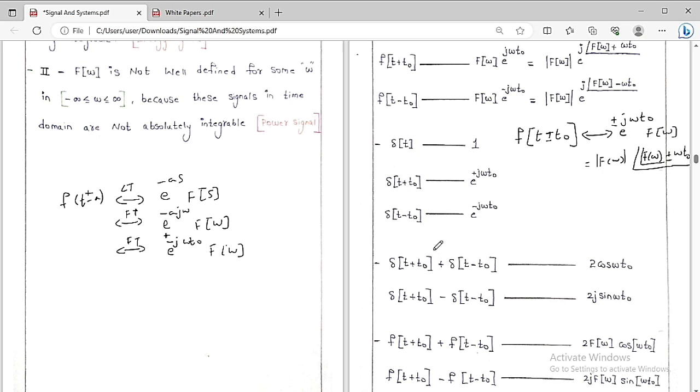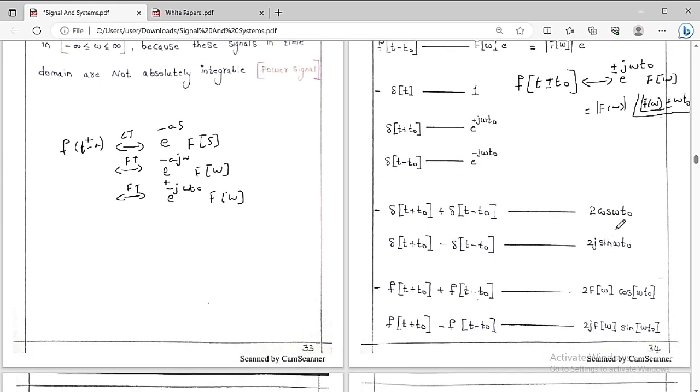Similarly, if you subtract these two things, what are you going to get? You have to subtract the right-hand sides also. If you subtract, we get 2j sin theta, which is omega t naught. So from this we can get the value of cos omega t naught. Therefore we can say delta of t plus t naught plus delta of t minus t naught has the Fourier transform 2 cos omega t naught, and delta of t plus t naught minus delta of t minus t naught has the Fourier transform 2j sin omega t naught. This is what I'm trying to tell you, and you should keep these things in mind.